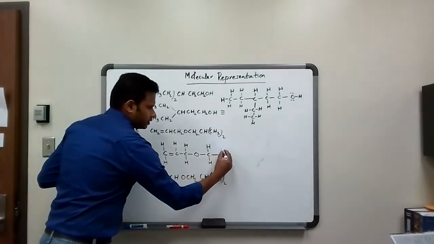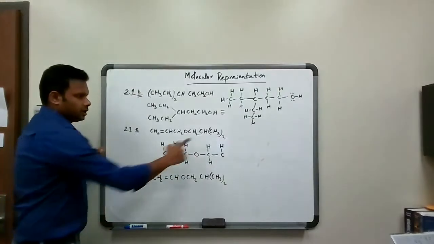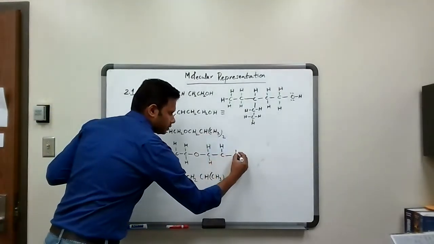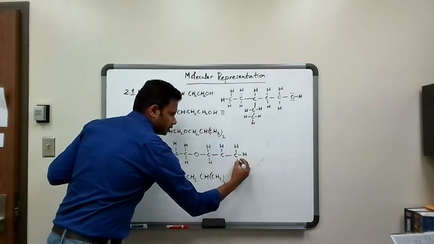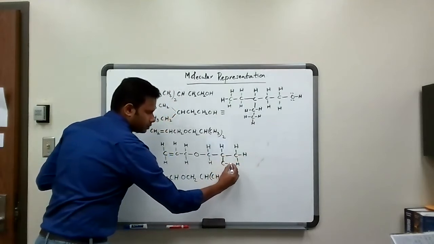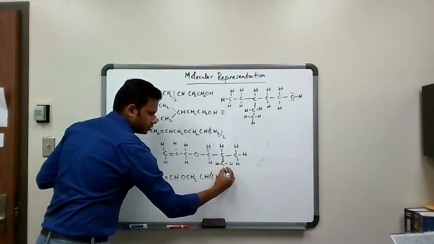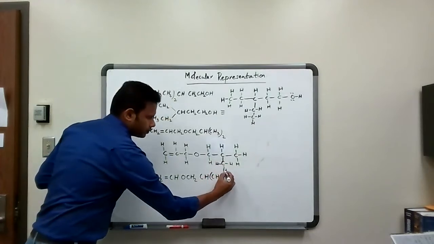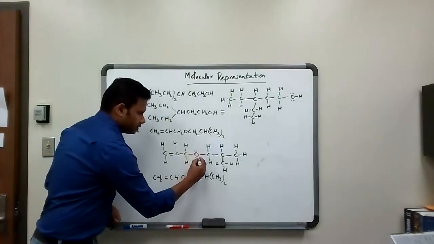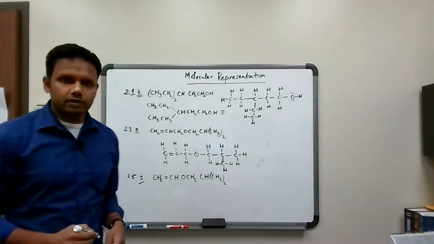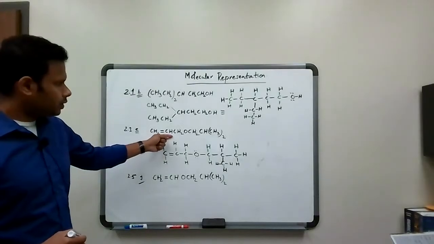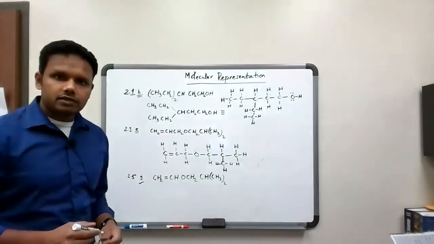Then we have a CH, and the CH has two CH3 groups on it. So we're going to write CH3, and the CH is also connected to another CH3. Okay, so that will be the structure. The oxygen has two lone pairs. So that would be a Lewis structure corresponding to the given condensed structural formula.